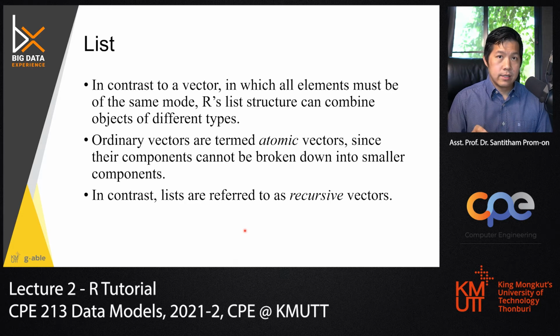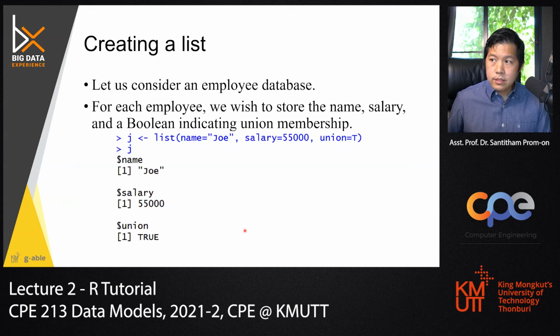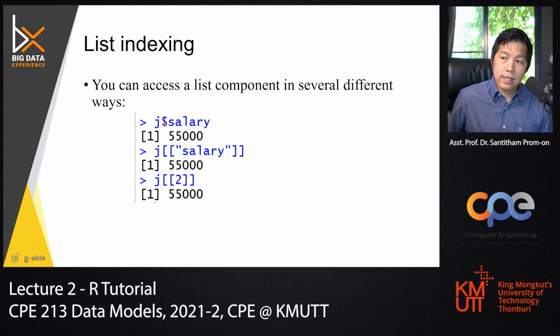If you are familiar with JSON, a list is like a JSON object, right? You are creating something that can contain different types of data inside just one data type. Okay. Just like this. You can create a list by using list and then attribute and value, attribute and value, or key and value. Right? That's why you have this key name, value show, key salary, value 55,000, key union equal true. And you can access the value inside by using the $ sign and the name of the index, or using double square bracket and then access it.